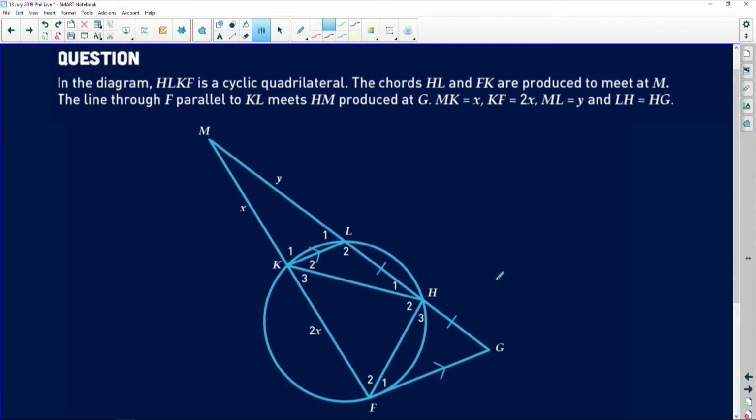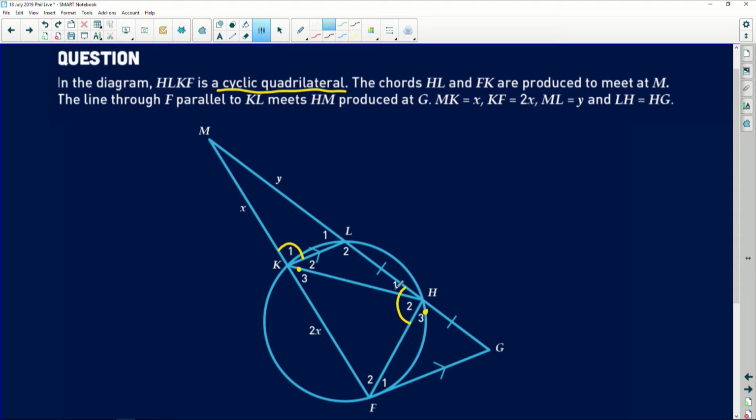It is so great. Okay, it says, in the diagram, HLKF is a cyclic quadrilateral. Okay, that should immediately scream some theorems at you. This cyclic quadrilateral here, we know immediately has its own property. So we know immediately that K1 is equal to H1 and 2 because it's the exterior angle of that cyclic quadrilateral. And we also know that we have this angle here equal to this angle there because of cyclic quadrilateral, the exterior angle. Also said the chords HL and FK are produced to meet at M.